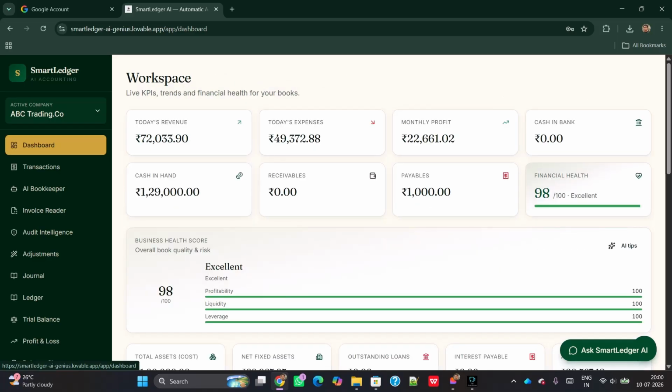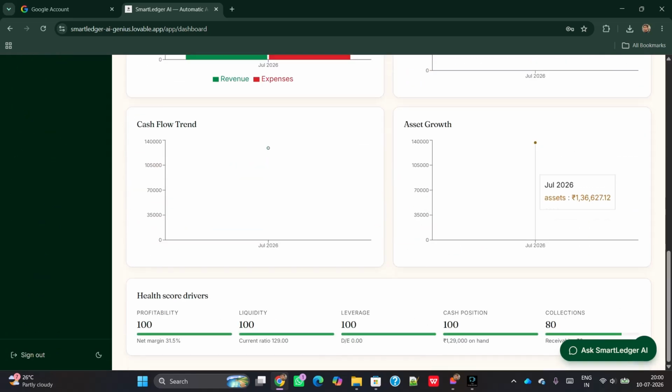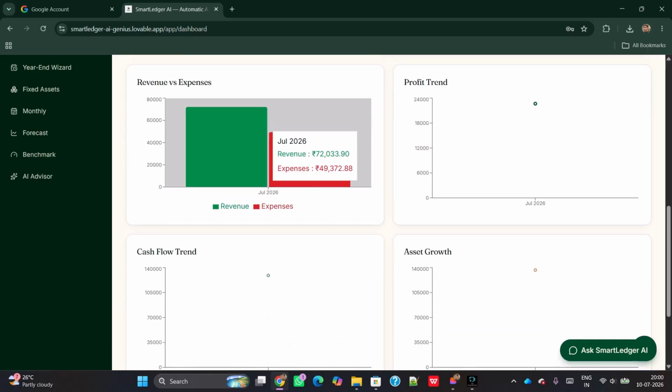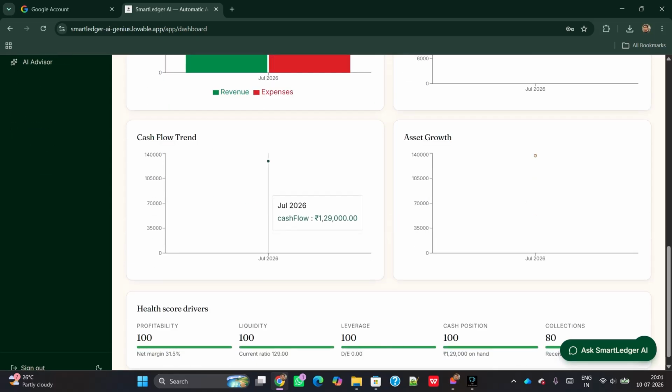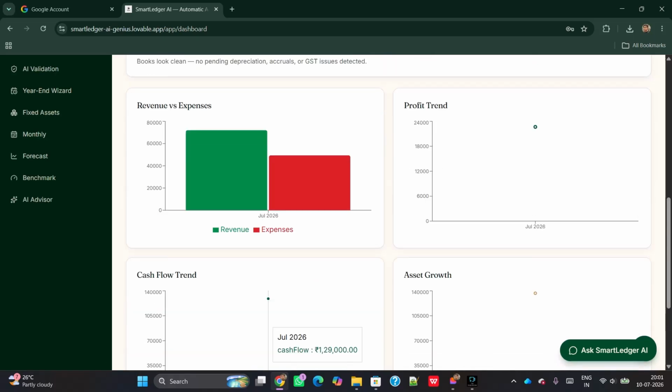Yes, now our dashboard has been properly completed because we have entered the transactions, expenses, monthly profit, all the amounts are properly filled, and it also provides all the asset growth, or if we can say revenue versus expense, profit trend, cash flow trend in a graphical format, which helps the business to understand the statements and the position very easily.